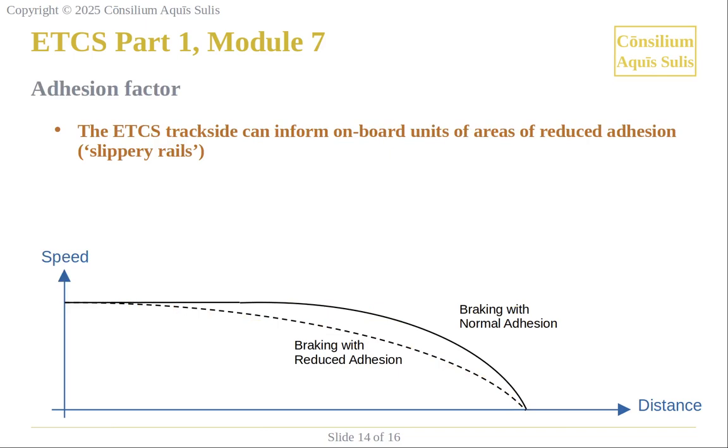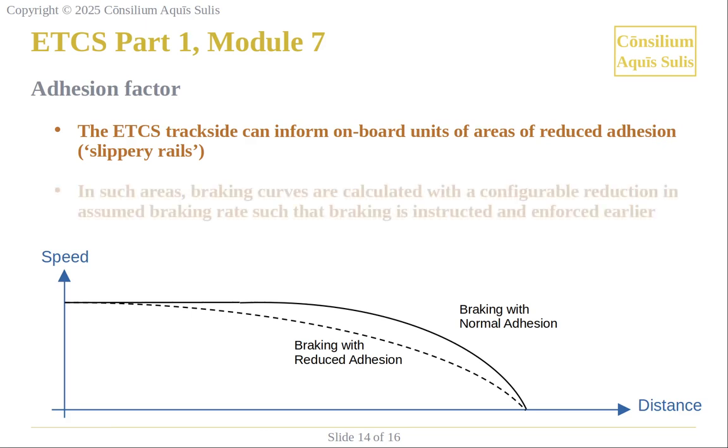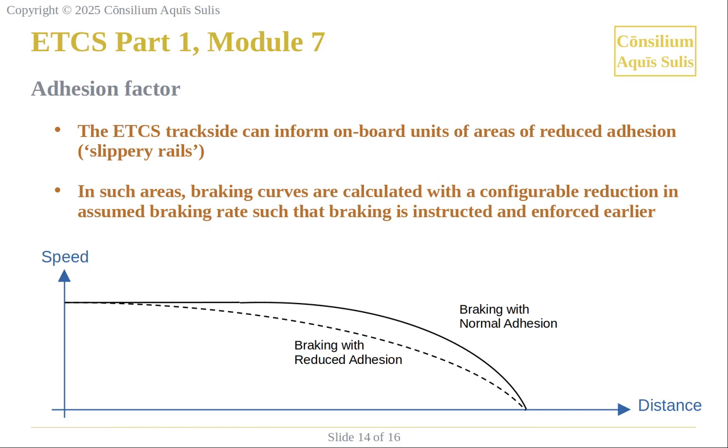The ETCS trackside can inform onboard units of areas of reduced adhesion, slippery rails. In such areas, braking curves are calculated with a configurable reduction in assumed braking rate, such that braking is instructed and enforced earlier.